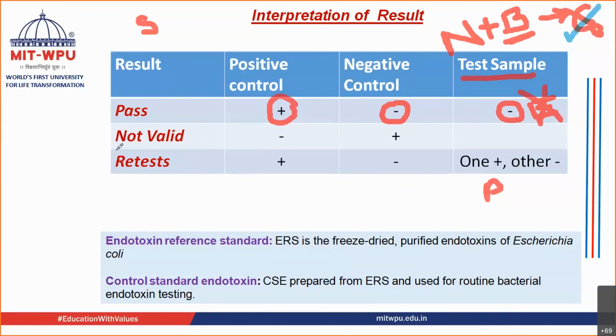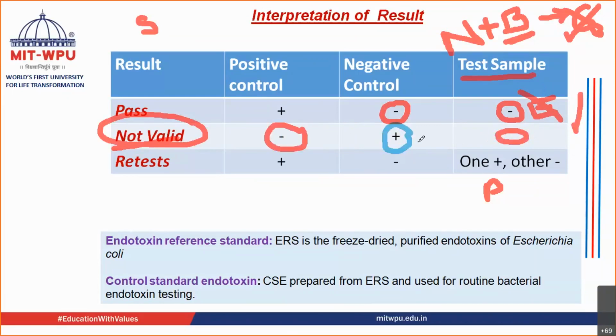If this does not happen, that is, your positive control is not producing any gel, or your negative control, which should give a negative result and should not produce any gel, is producing gel, that is, the positive control is showing a negative result whereas the negative control is showing a positive result, at that time you are going to say that the test is not valid. You are going to repeat the test. Whatever the result over here is does not matter, because your positive is not giving a positive result and your negative control is not giving a negative result.